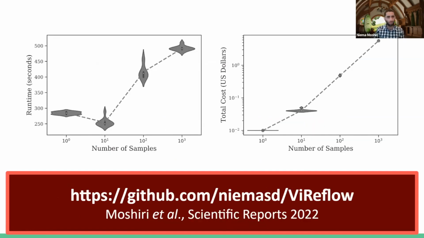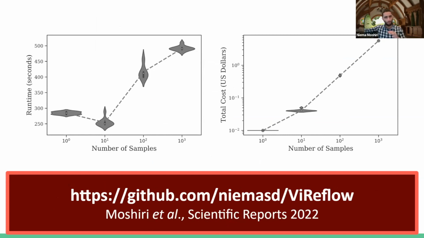So another tool that we developed is called ViReflow, which is basically an Amazon Web Service-based pipeline where the user can pick and choose what read mapper they want to use, what read trimmer they want to use, what approach they want to use for variant calling or consensus sequence calling. And you basically pick and choose which tool you want to use for each step of the pipeline.